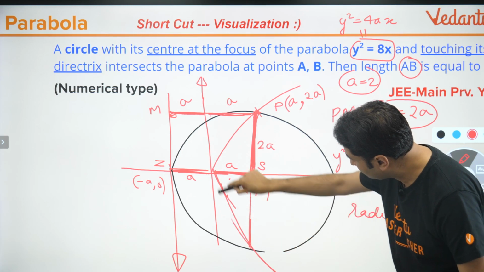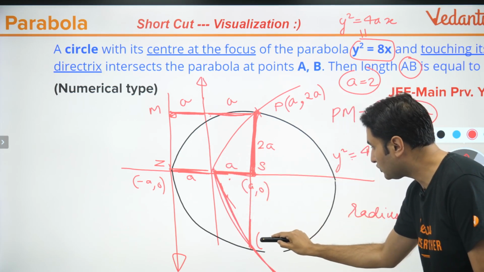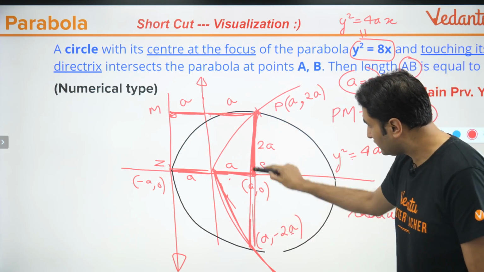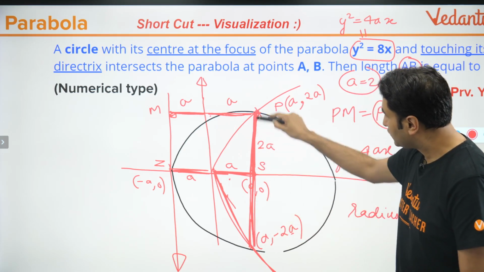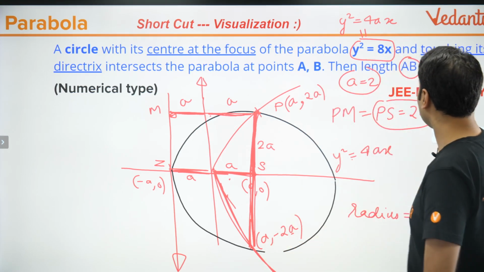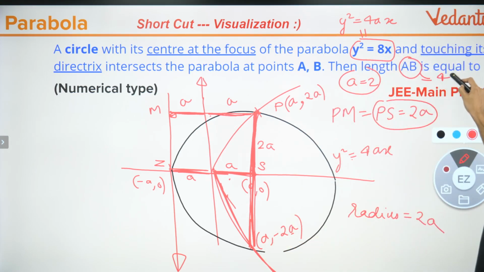This is the point. So this point will be a, minus 2a. So what is the total distance? This is 2a, this is 2a, net 4a. So what is the answer? The answer is AB is equal to 4a, a is equal to 2, so the answer is 8.